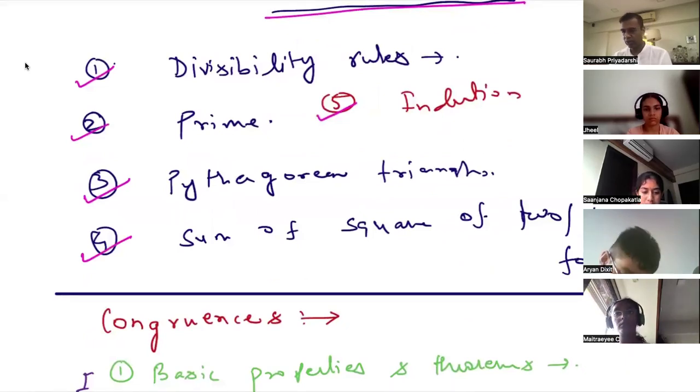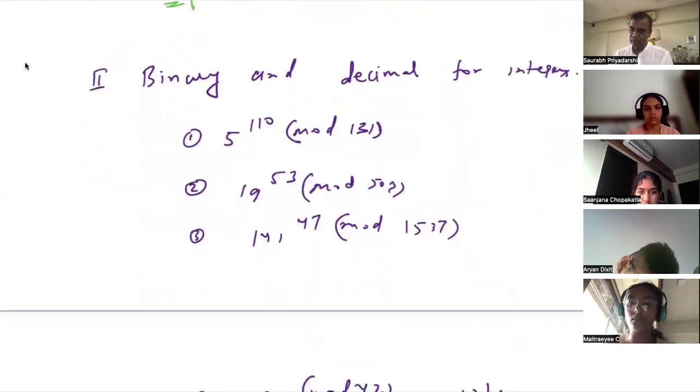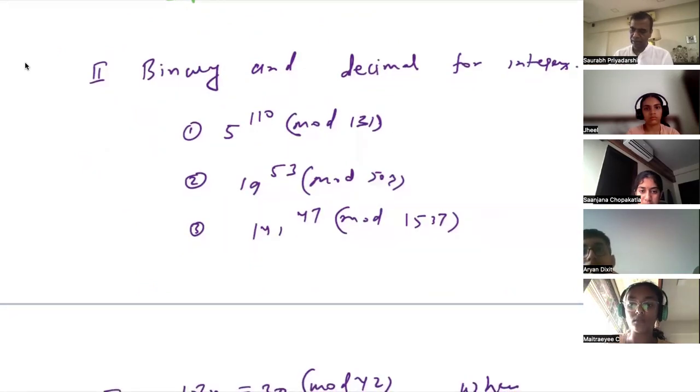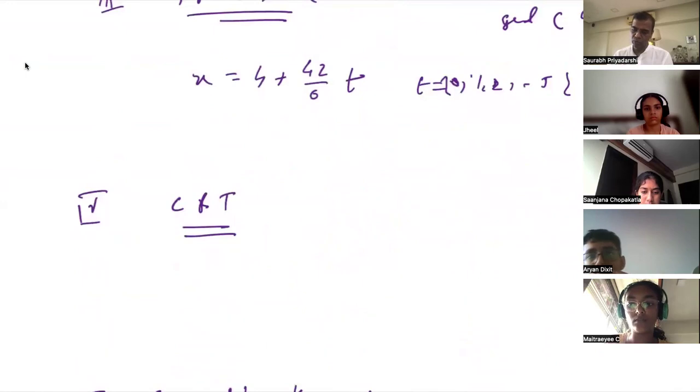two or sum of the squares of four numbers. Then the congruence of numbers, that we have to see. The binary and decimal integer forms. And then we have to go for CRT. CRT is for Chinese remainder theorem.